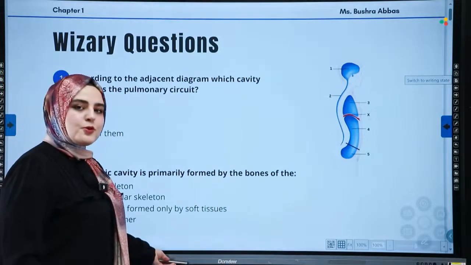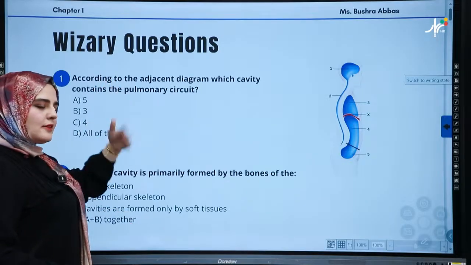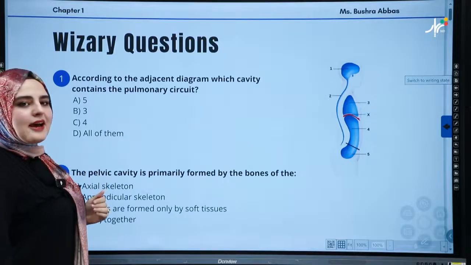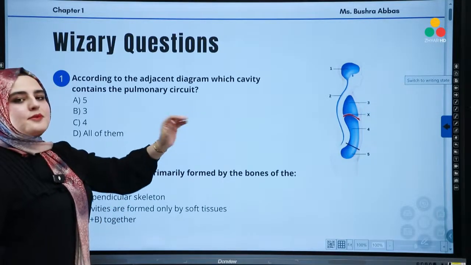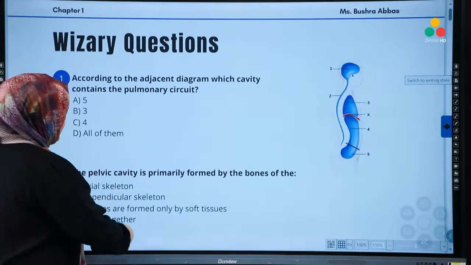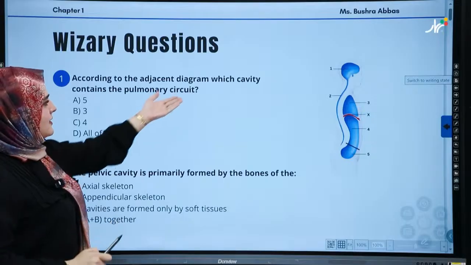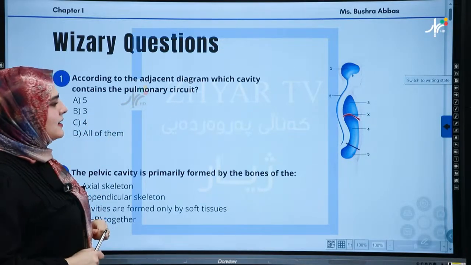The first question, of course, I start in sequence, like from chapter 1, and then we're going to go on like that. It's about the body cavities, and we have a diagram. This is a very good thing because diagrams are easy and you can recall from memory. Here in this diagram, before anything, let's read the question. It says, according to the diagram, which cavity contains the pulmonary circuit?